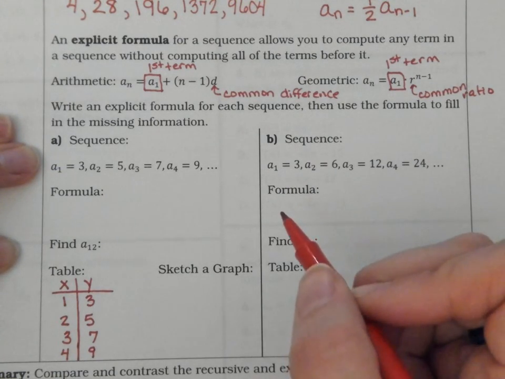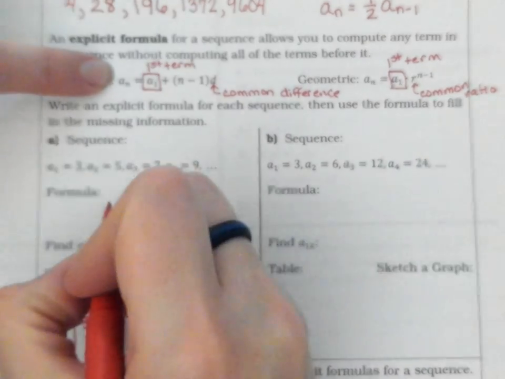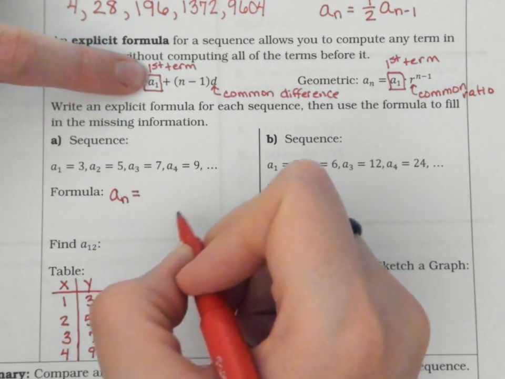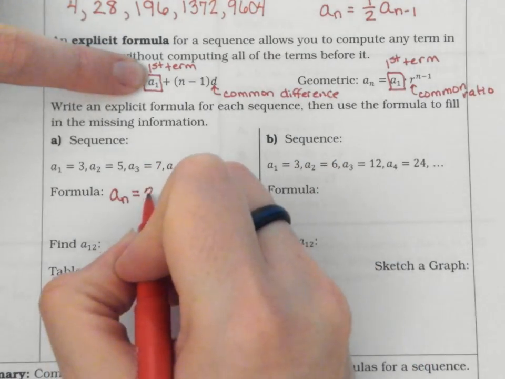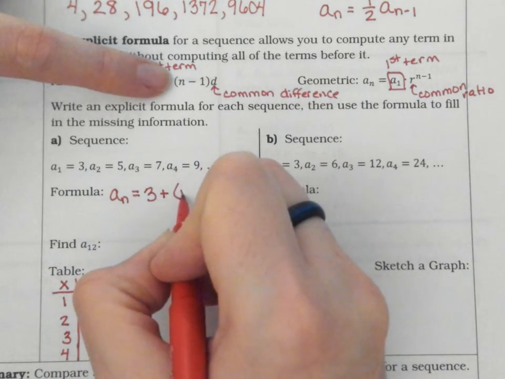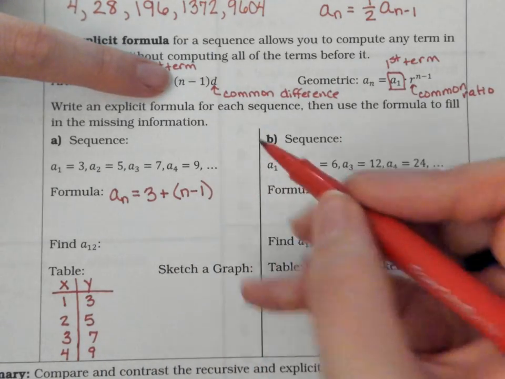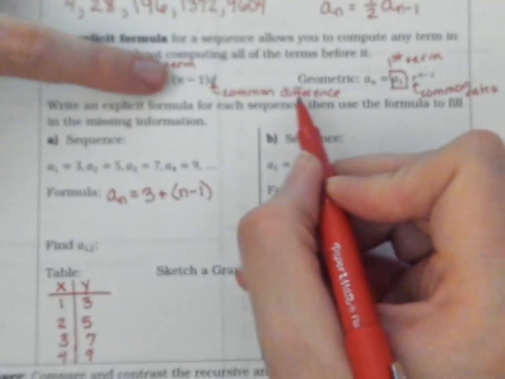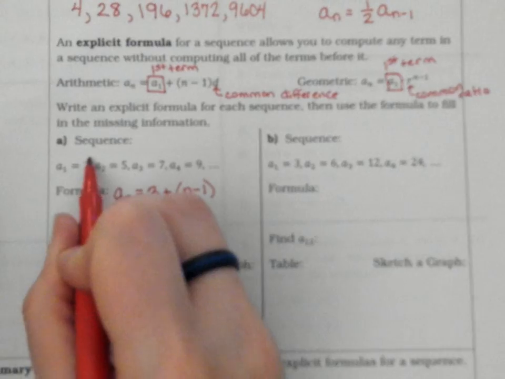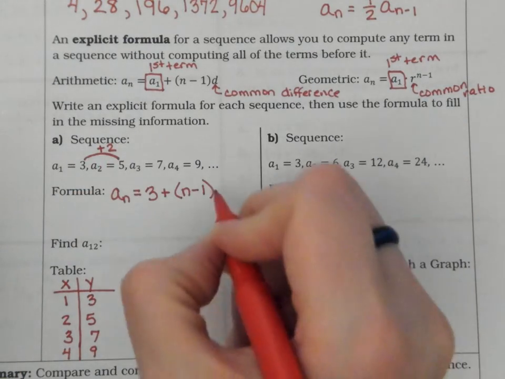And then I want to use the formula up here. a sub n equals the first term, well my first term is 3, plus n minus 1, that just means the term before, times the common difference. So the common difference here, from 3 to 5, I add 2. So my common difference is a positive 2.